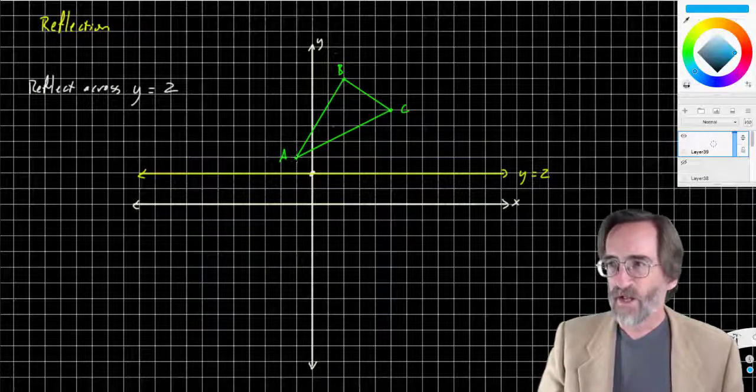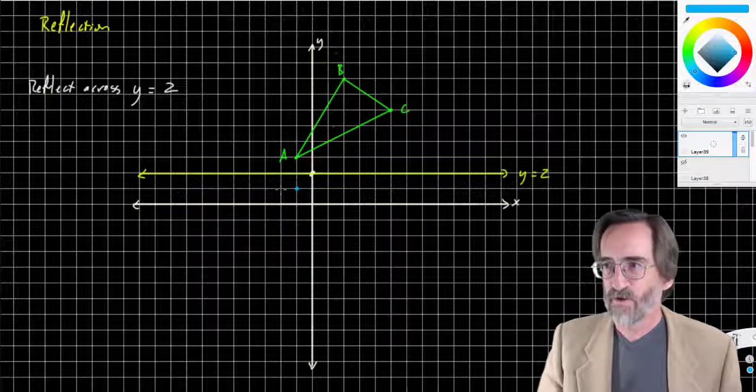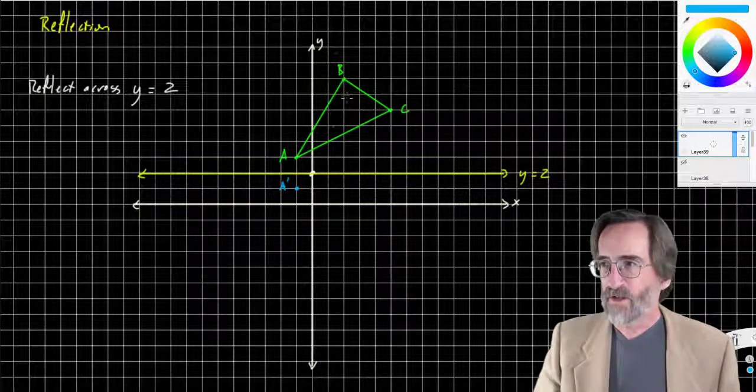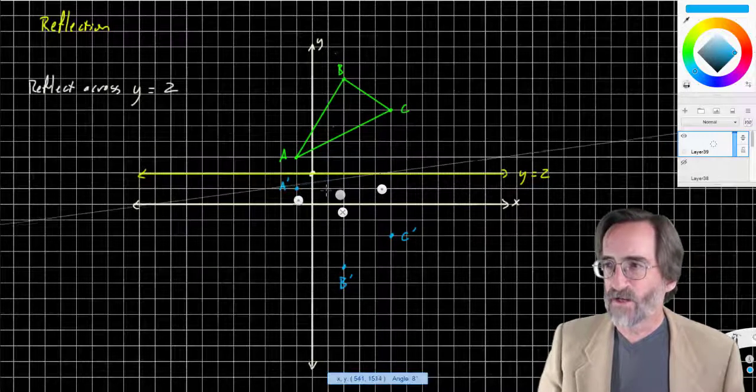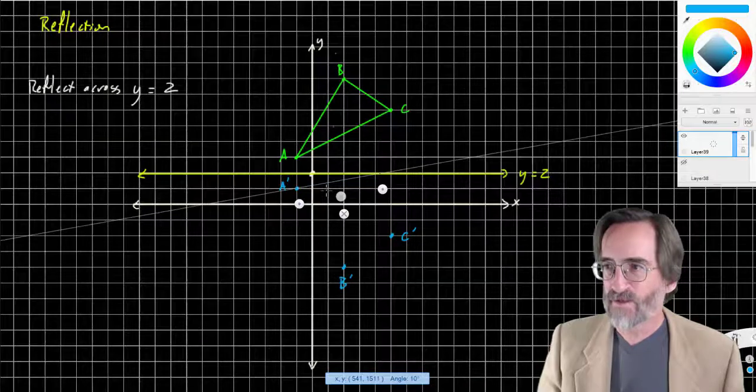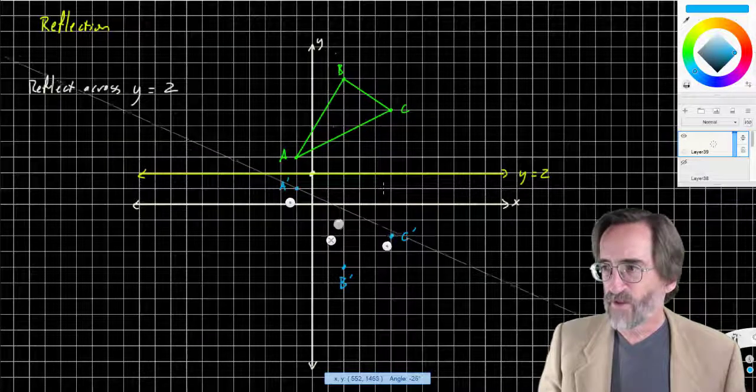A is 1 unit above y equals 2. Now it's 1 unit below y equals 2, A prime. B is 6 above y equals 2, so it's now going to be 6 below y equals 2, B prime. C is 4 above y equals 2, so now it's going to be 4 below y equals 2. So we can reflect across lines other than the x or y axis.